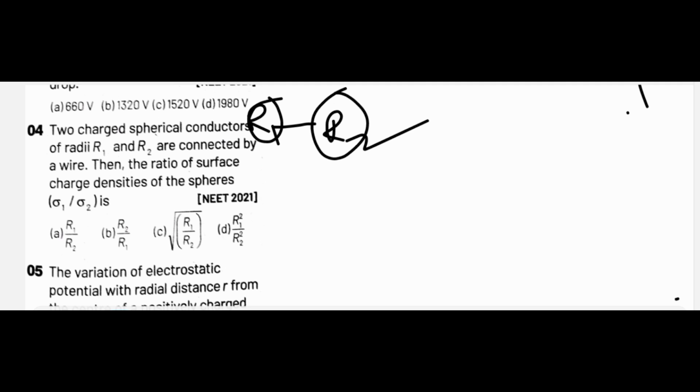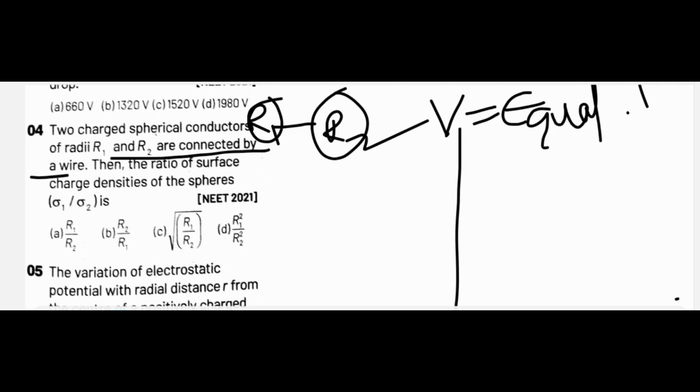See, they are giving the hint that they are connected by a wire. I told you, when any two surfaces are connected by a wire, making contact, the potential of those two spheres becomes equal. So V of both spheres will be equal. That is the hint they have given. They are asking about the surface charge density. The symbol is sigma, equal to the charge of the sphere by the area of the sphere, that is 4 pi r square.